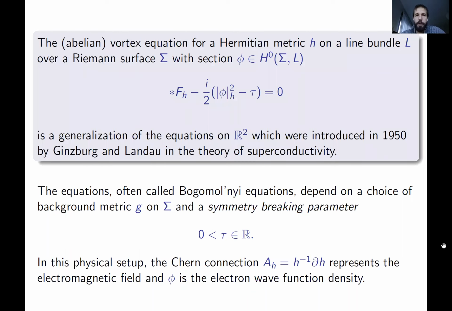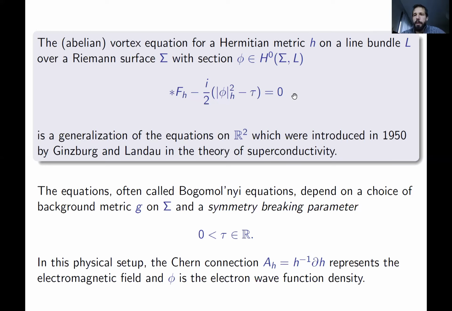So the abelian vortex equations, given by this equation here, are for a Hermitian metric H on a line bundle over a Riemann surface with a holomorphic section phi. And then they are written like this. Here F_H is the curvature of the Chern connection of H, and star is the Hodge star operator. And then you have this other term, which is the norm squared of the holomorphic section phi with respect to H. And then things depend on a choice of parameter tau, which is a positive constant.